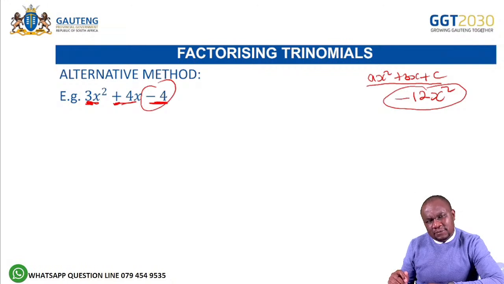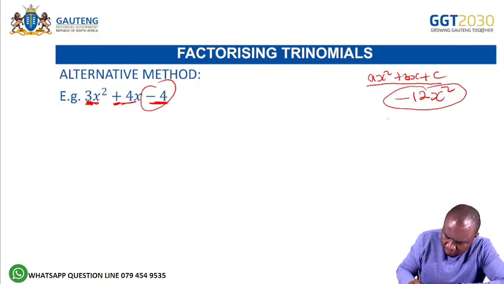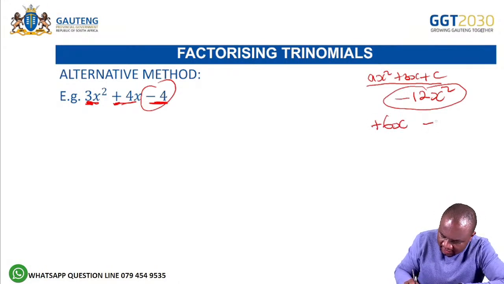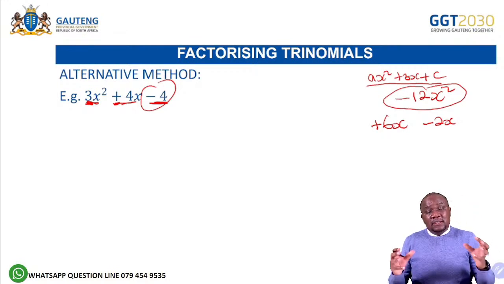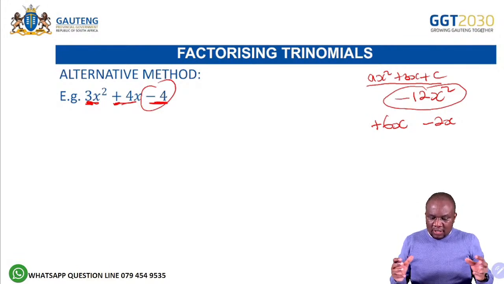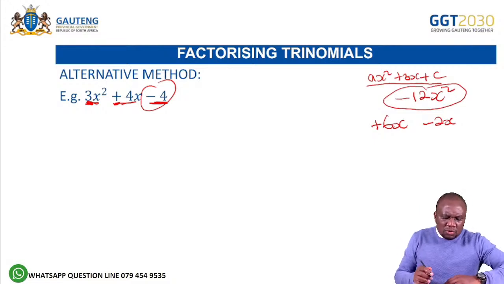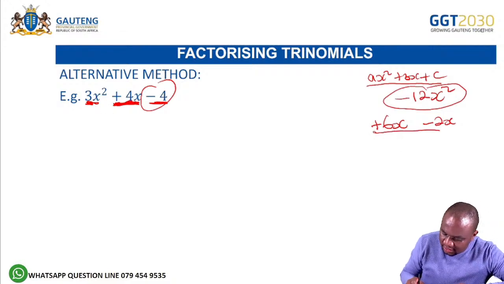1 and 12 can't give us 4. What about 2 and 6? 2 and 6, you can get a 4. If 6x is positive and 2x is negative, if we multiply them, positive 6x times negative 2x is negative 12x squared. And then if we add them, 6x minus 2x is 4x.